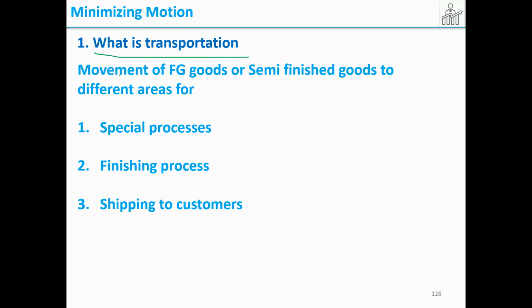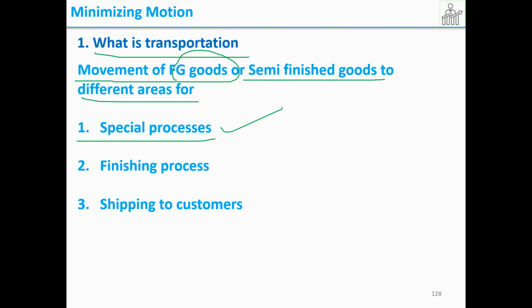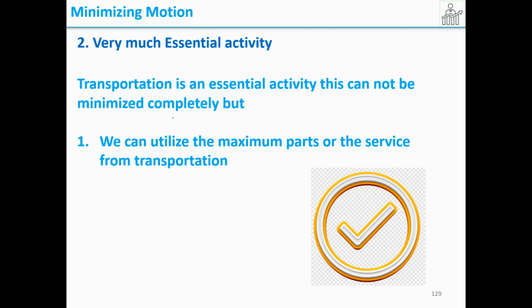So what is transportation? Movement of FG goods or semi-finished goods for different reasons, like special processes. Say some processes will not be there at your end, so you're moving the parts to another area or another vendor to do the special process. Then some finishing processes will be costlier and you will not be doing them here, so you will be sending to the supplier. Then you will be moving the products to ship to the customer as well. Very much an essential activity.